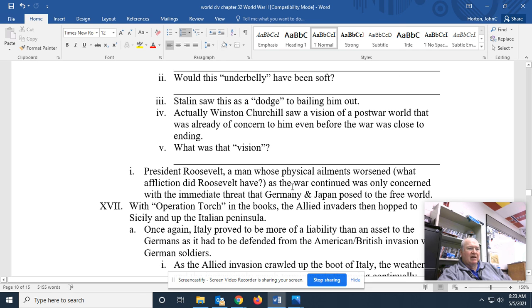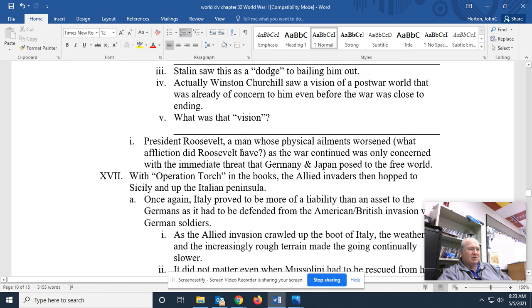Roosevelt got sicker as the war continued, and was only concerned with the immediate threat Germany and Japan posed to the free world. And so Churchill's plan to invade Europe got overruled.